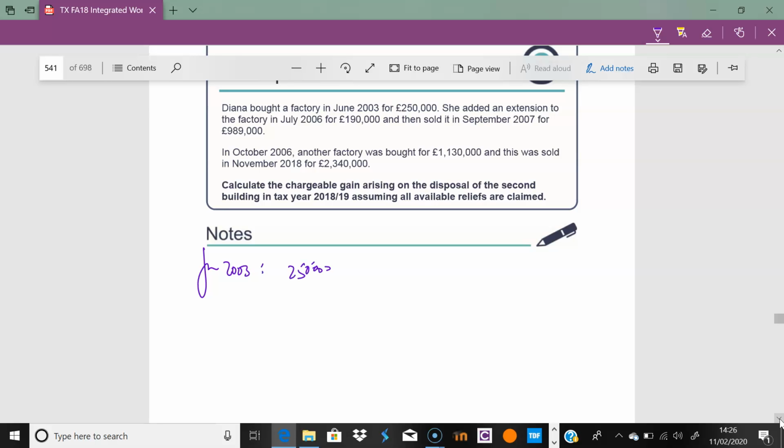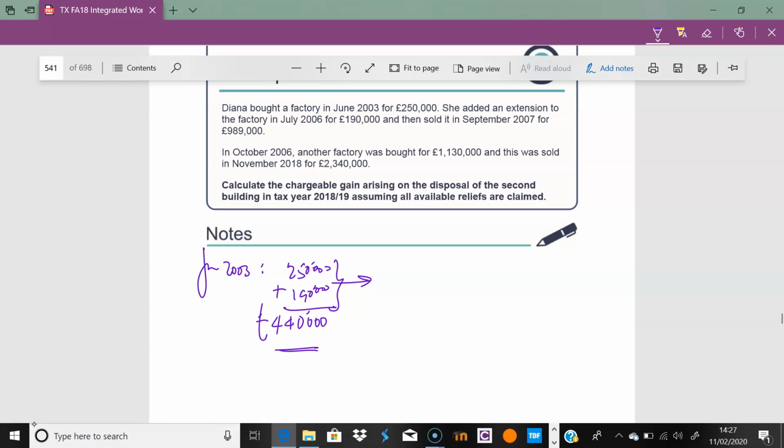She adds an extension to it, and so that's capital expenditure of $190,000. Right. And so we have here a total cost. I don't know why I dropped my calculator somewhere. I'm doing this all in my head. I'm going to have to go and get my calculator. 5 plus 9 is 14, and so we have here a cost of 440.